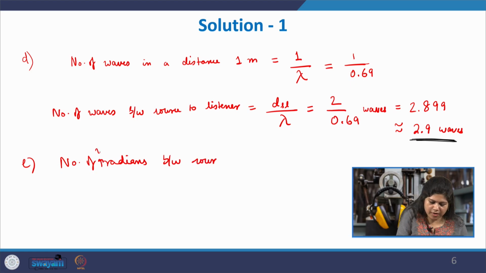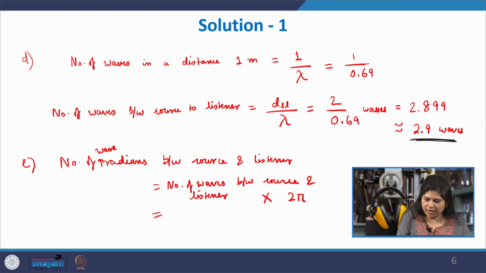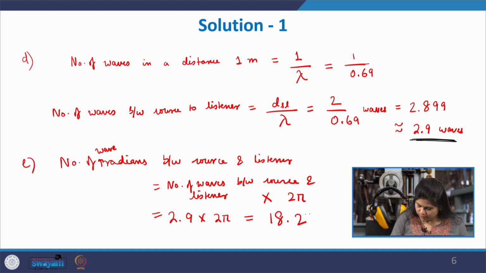The number of wave radians between the source and the listener would be the number of waves between the source and the listener multiplied by 2 pi. Each wave has a 2 pi revolution. So, 2.9 times 2 pi. So, this gives you 18.2 radians.